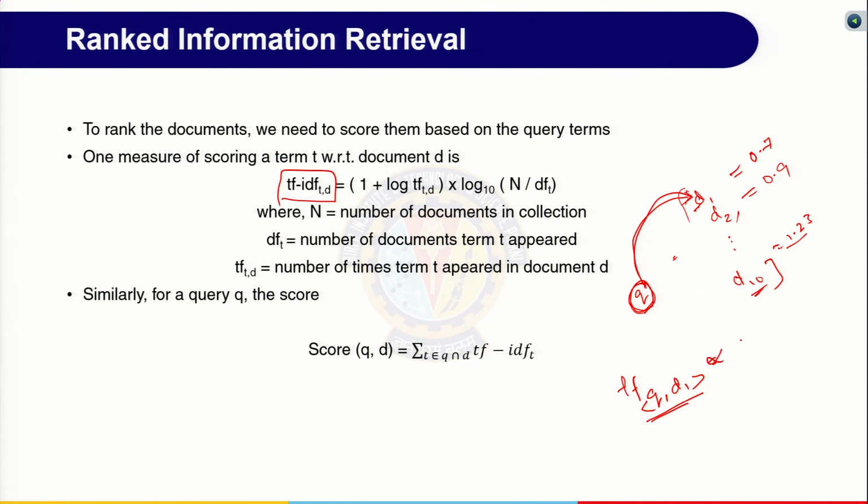It is a function of the frequency, the term frequency we call it, of each term of the query in the document, and also it is a function of the inverse document frequency of the term T overall. So now that we have seen, term frequency is nothing but how many times the term T in the query is appearing in the document D. Then what exactly is inverse document frequency?